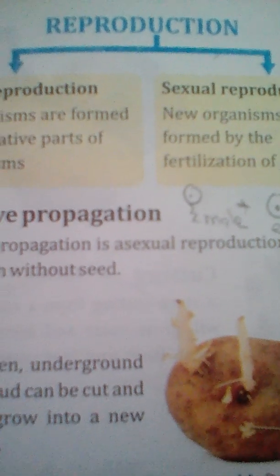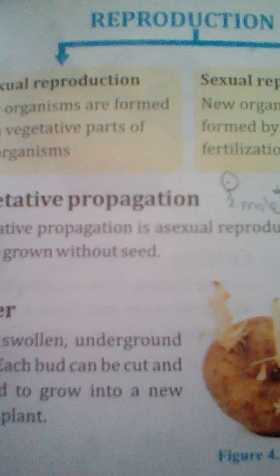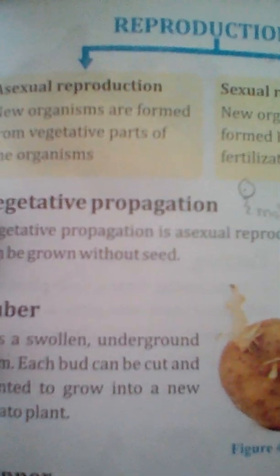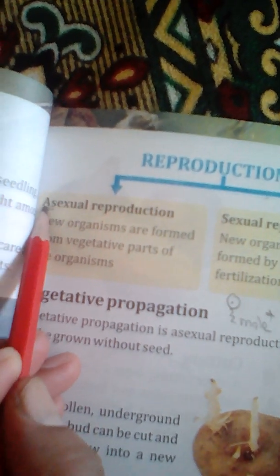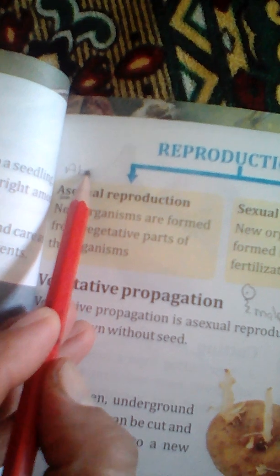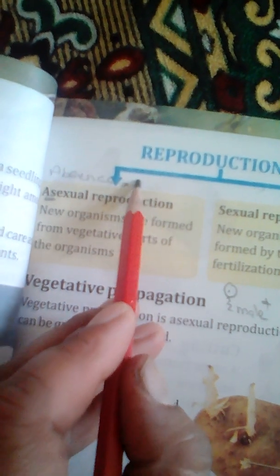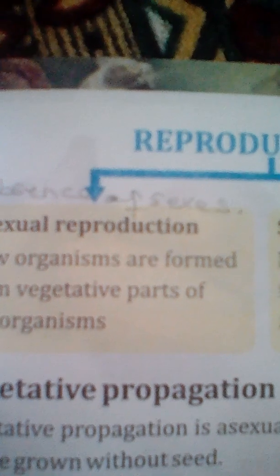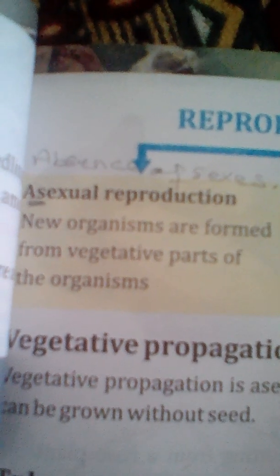Now I will tell you how many types of reproduction there are. Broadly speaking, reproduction is of two types. First is asexual reproduction. Here the word 'a' means absence, and sexual means of sexes. So in asexual reproduction there is absence of sexes. Absence of sexes means that the same plant will produce its organisms or individuals or offspring, right?